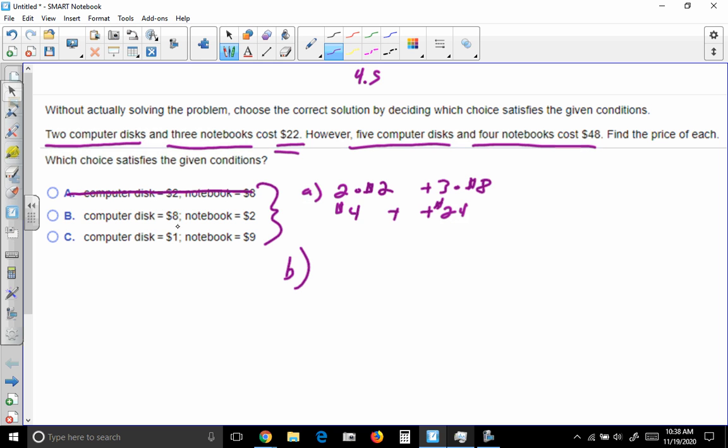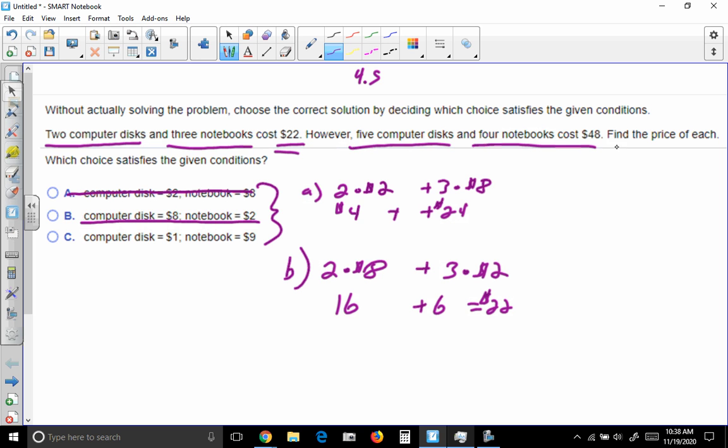So $8 per computer disk. We get 2 of those. We have $8 twice, which is $16. We have 3 notebooks for $2 a piece, so 3 $2 notebooks. So that would be $6. That does total $22. So this combination works for the first purchase, but we also have to see if it worked for the second purchase. Remember, in a system, we have 2 different equations, and our solution has to work for both of them.